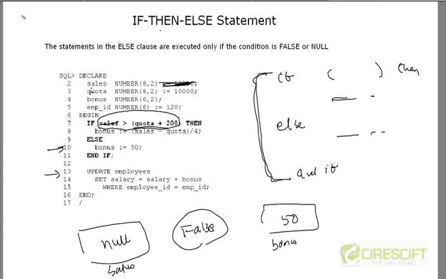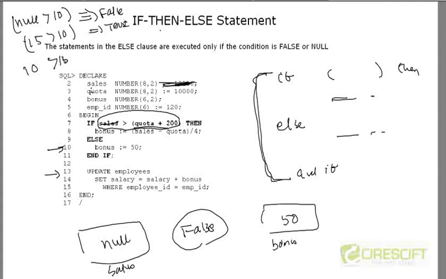So just do a very quick math, okay? Null greater than 10. This condition will return me always false. 15 greater than 10. This is going to give me true. 10 greater than 15. This is going to give me false.